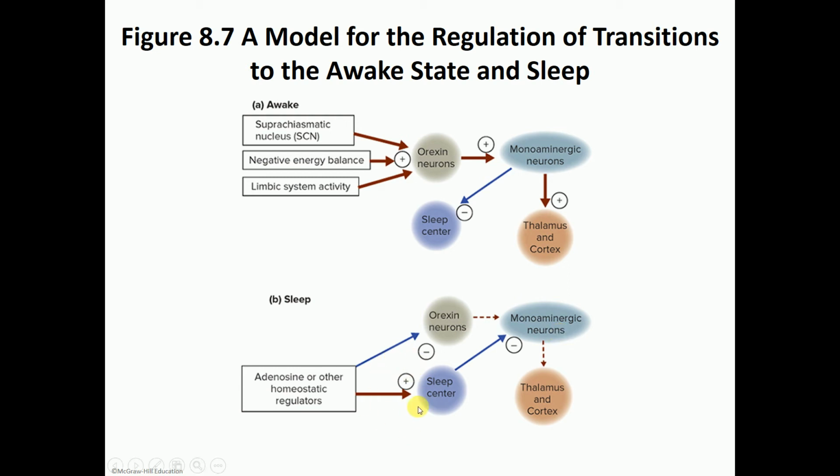And more importantly, it's also going to stimulate the sleep center. Okay, so all of that will inhibit or stop the monoaminergic neurons from making the norepinephrine, serotonin, and histamine. When we do that, we are now no longer stimulating the thalamus and cortex, and that could lead to the relaxation and eventually falling asleep.